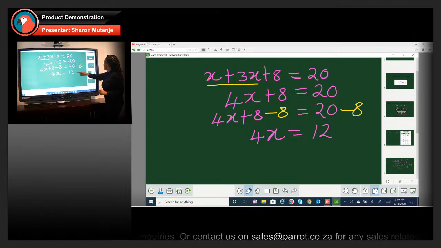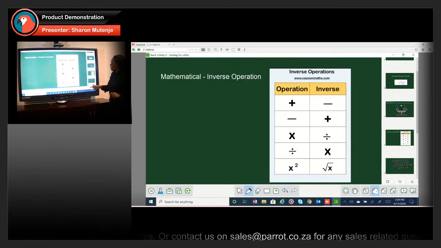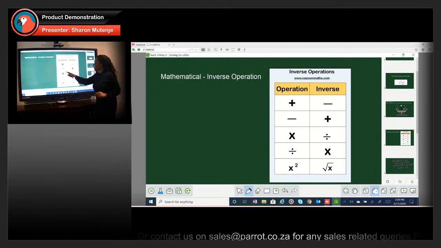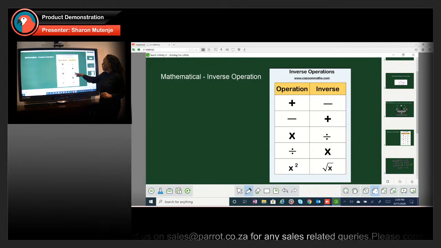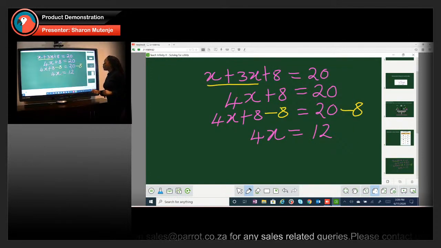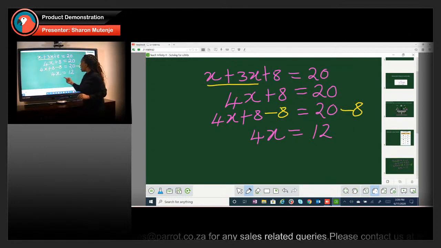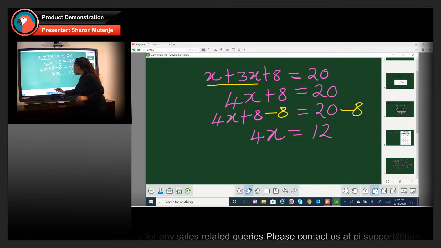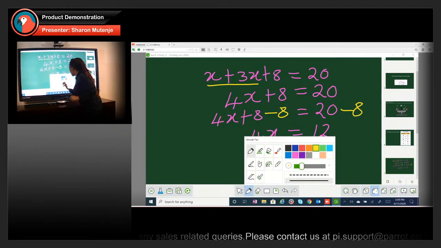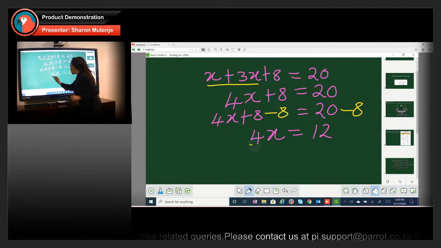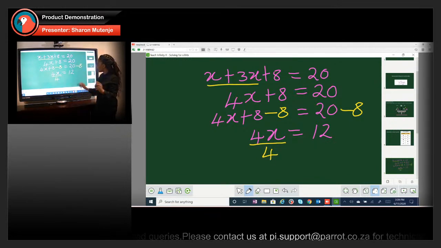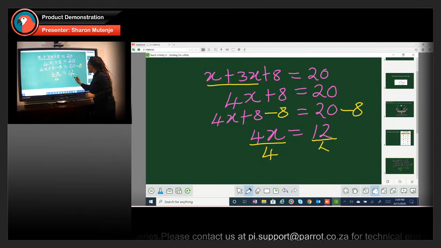And again, if we go back and look at our inverses, if I have times, the inverse operation of times is what? Division. So I'm now going to come back again to my equation where I have 4 times x and I want to apply my inverse, which is now division. So let's again come here and just apply our inverse, which is what? Divide by 4. But whatever I do on the left-hand side, I also do it on the right-hand side.